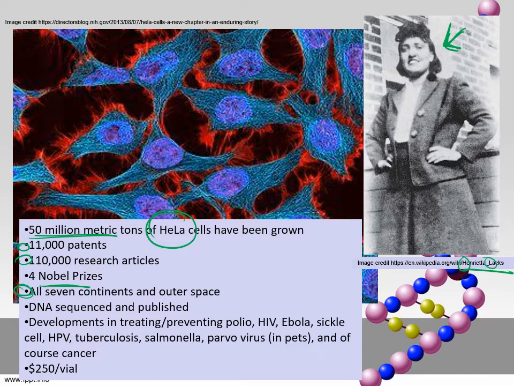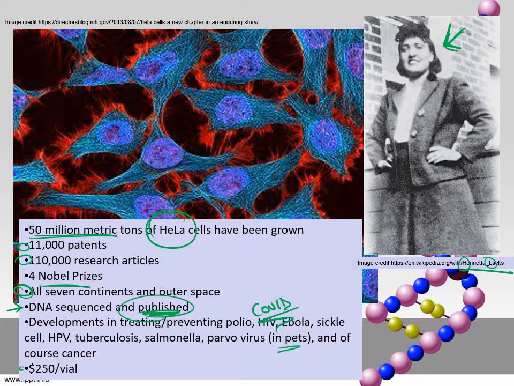Her cells have been to all 7 continents and to outer space. Her DNA has been sequenced and published for the whole entire world to access. She did have family, and so her family's DNA is therefore also out there for all the world to see. We have made developments in treating and preventing polio and HIV, Ebola, sickle cell, HPV, tuberculosis, salmonella, parvovirus, which is the pet version of HIV, cancer, and most recently, COVID. So COVID vaccines have also been tested and developed using her cells.